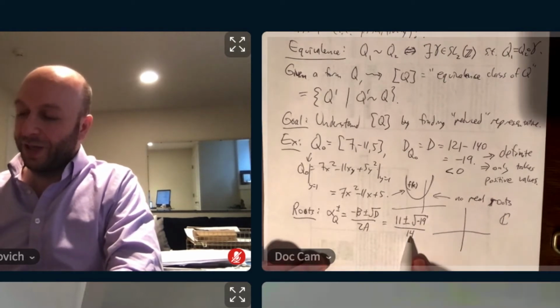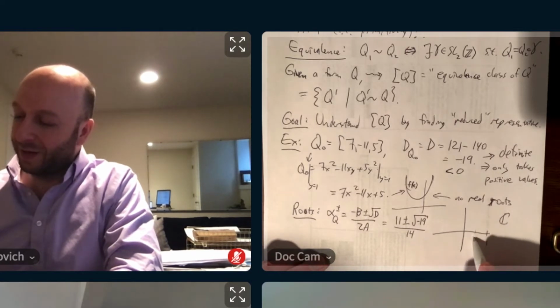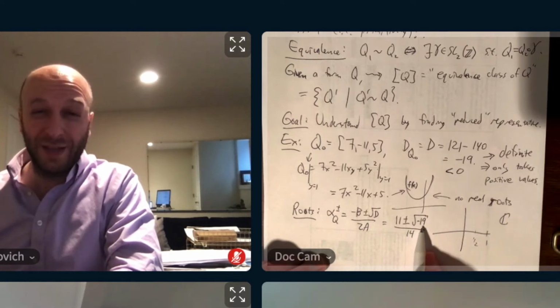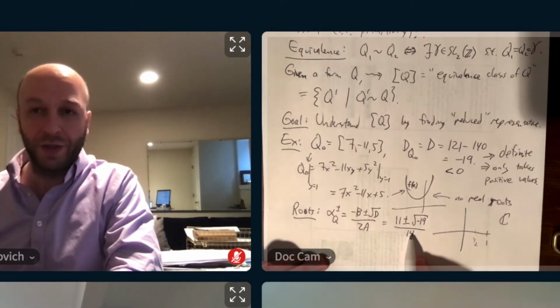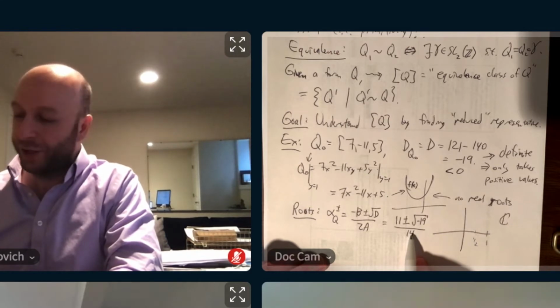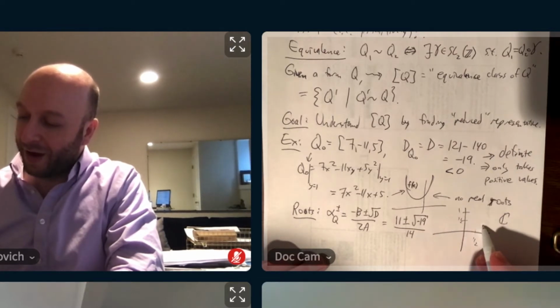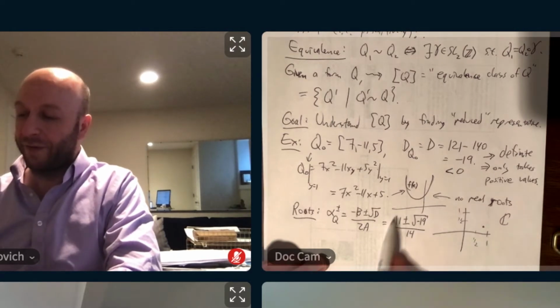11 over 14 is close to 1. Maybe this is 1 and this is a half. So 11 over 14 is between a half and 1 somewhere. And then root 19, well, it's bigger than 4 because root 16 is 4. So it's a little bit more than 4. 4 over 14, what is that, about a third-ish? So if this is 1 and this is a half and maybe this is a third, the numbers are right about there. Does that make sense for our alpha?